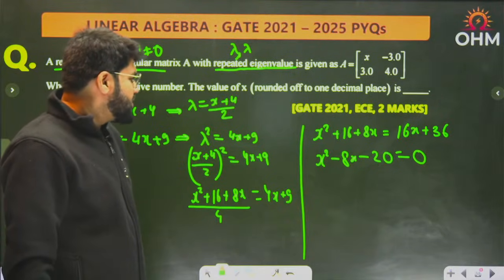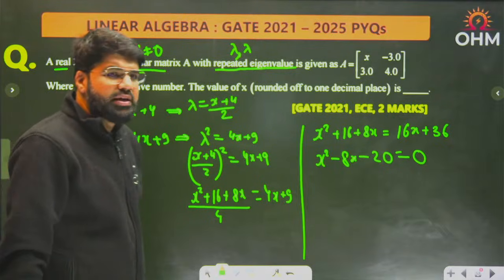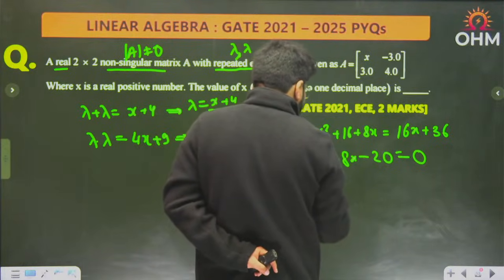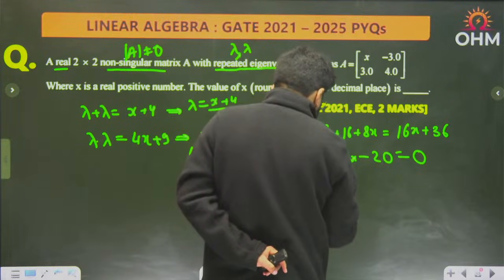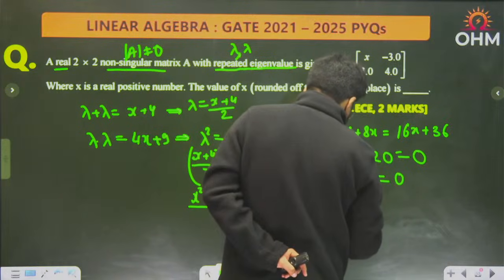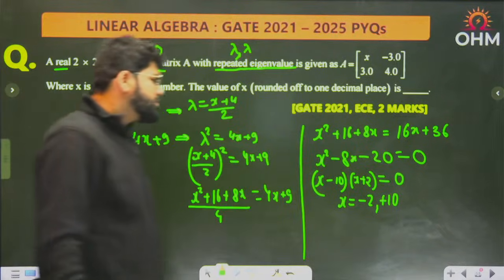x square minus 8x minus 20 equal to 0. Okay, so now, how can I factorize? Easy factorization. I can write this as (x minus 10)(x plus 2) equal to 0. So, x can be written as minus 2 and plus 10.